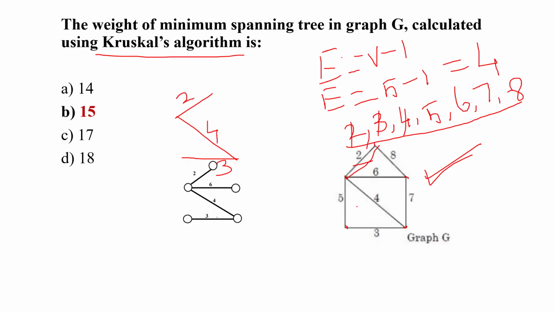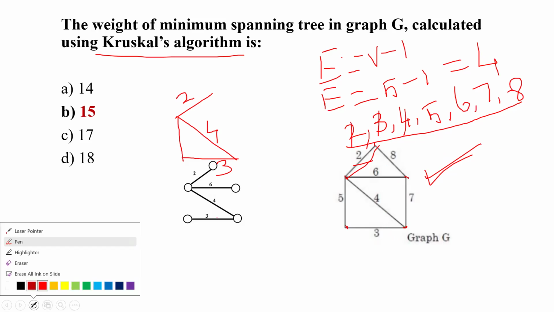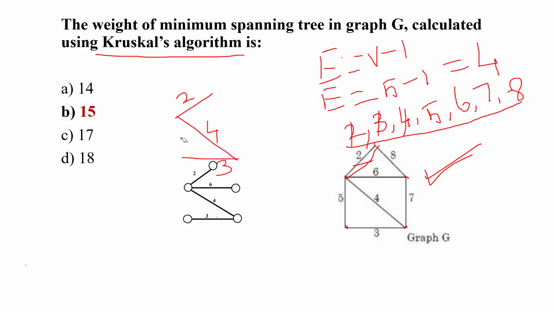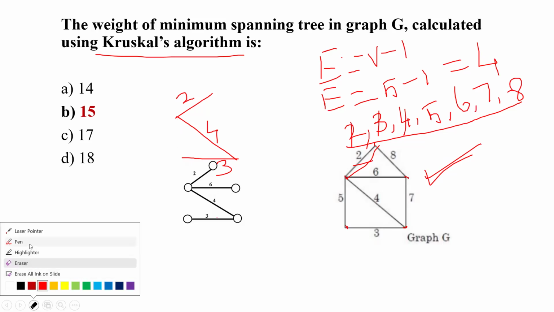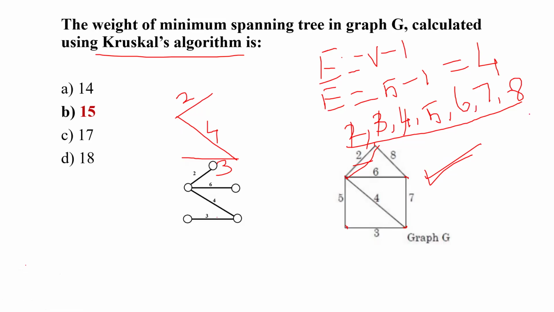Next, if I connect 5, it just gives a cycle. It won't allow us to have this cycle, so we can't put 5. So we have to go to the next value. So 5 is not possible. Okay, now 6 we can go. 6 is here. Okay, so 4 edges are over and all are connected.